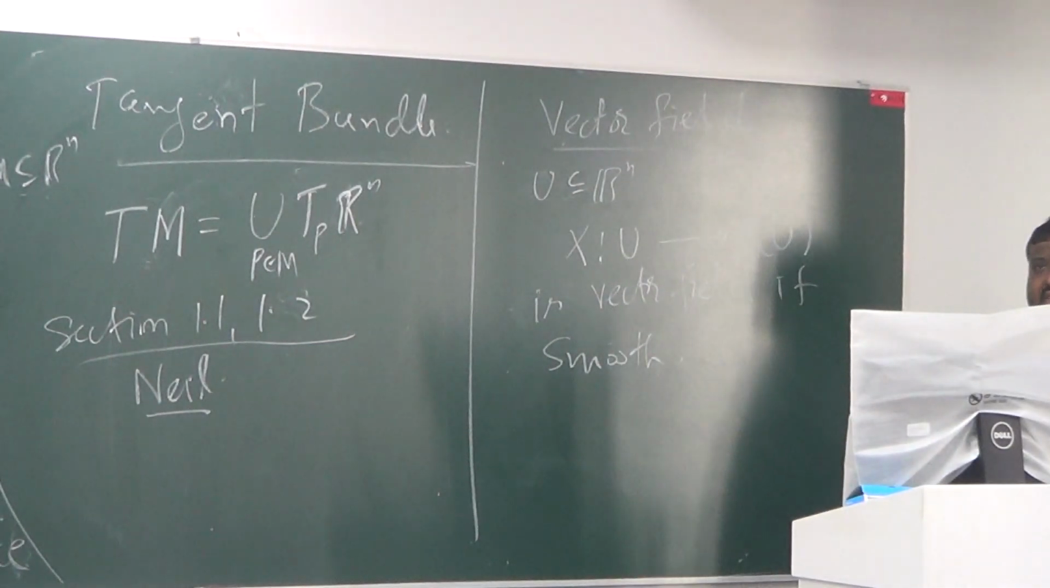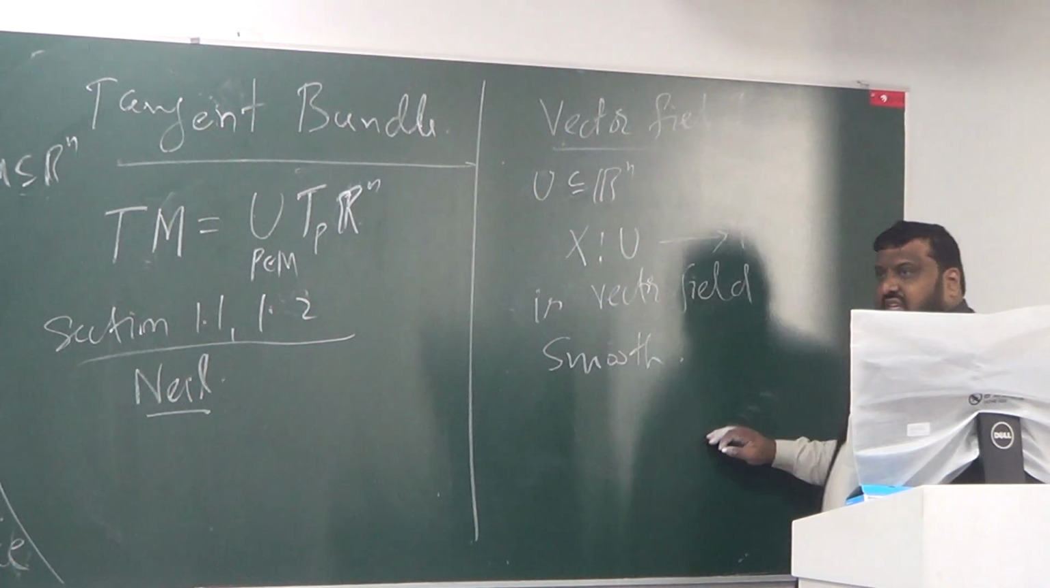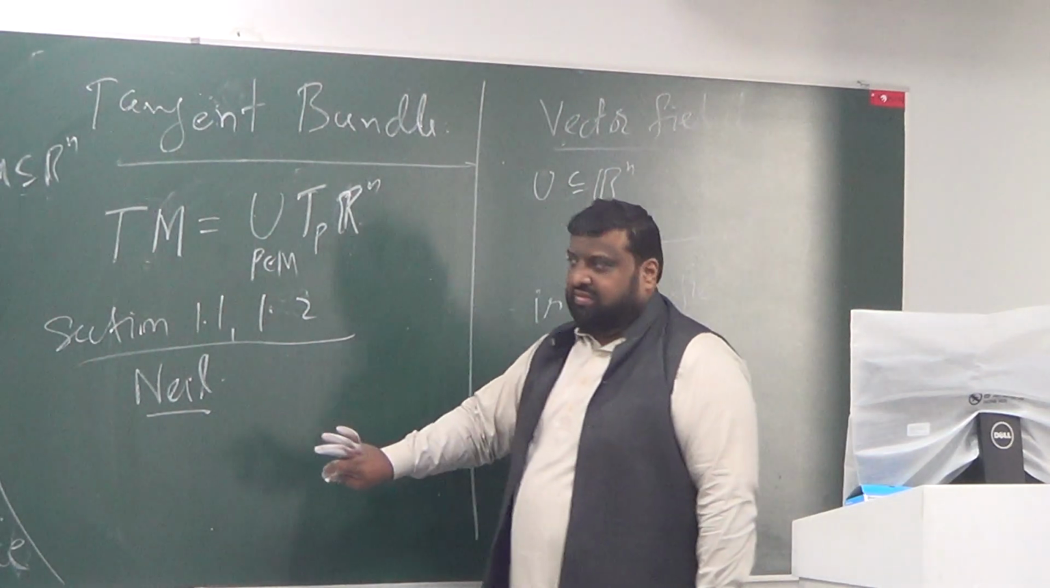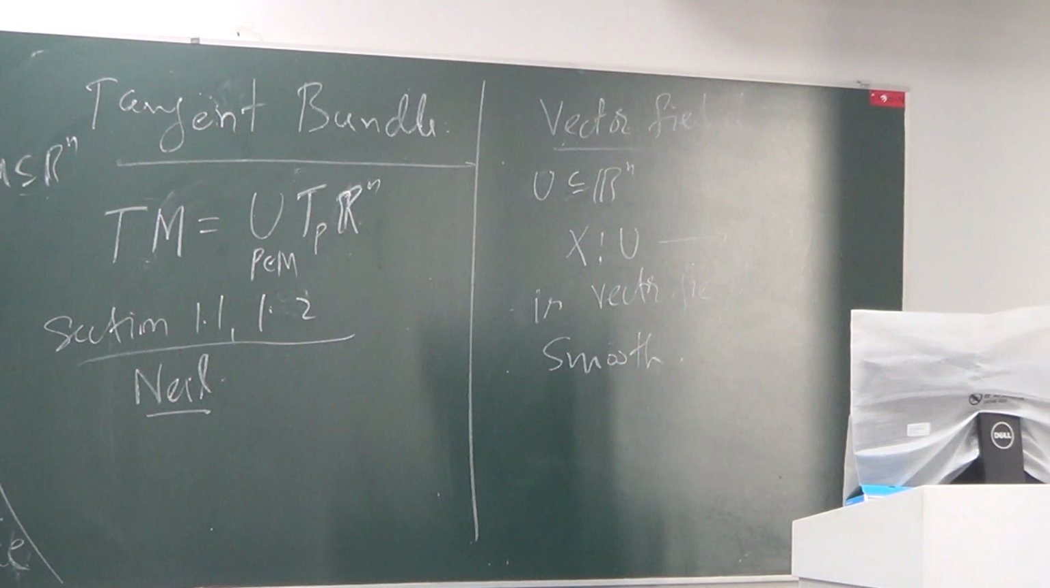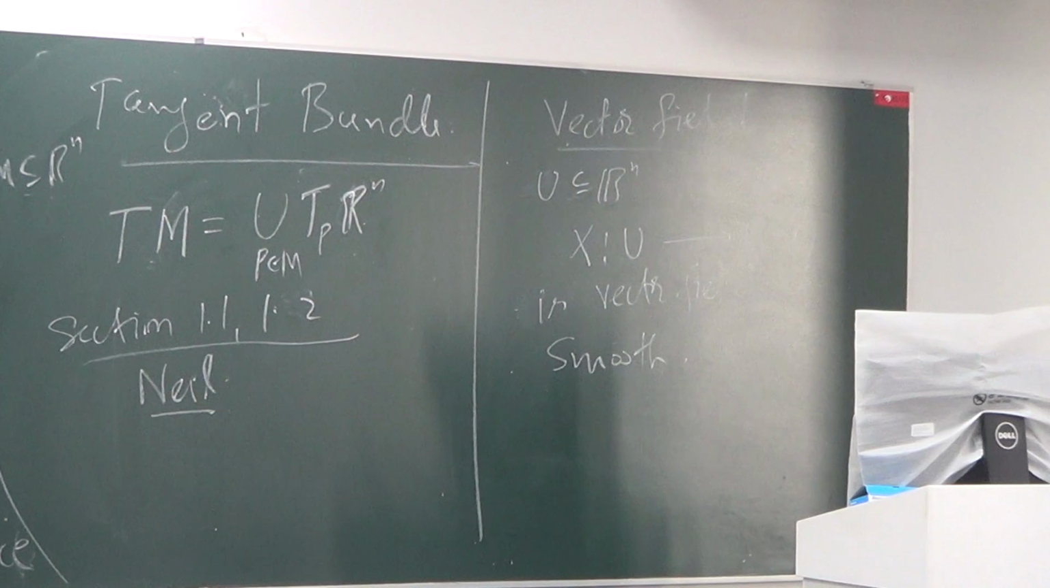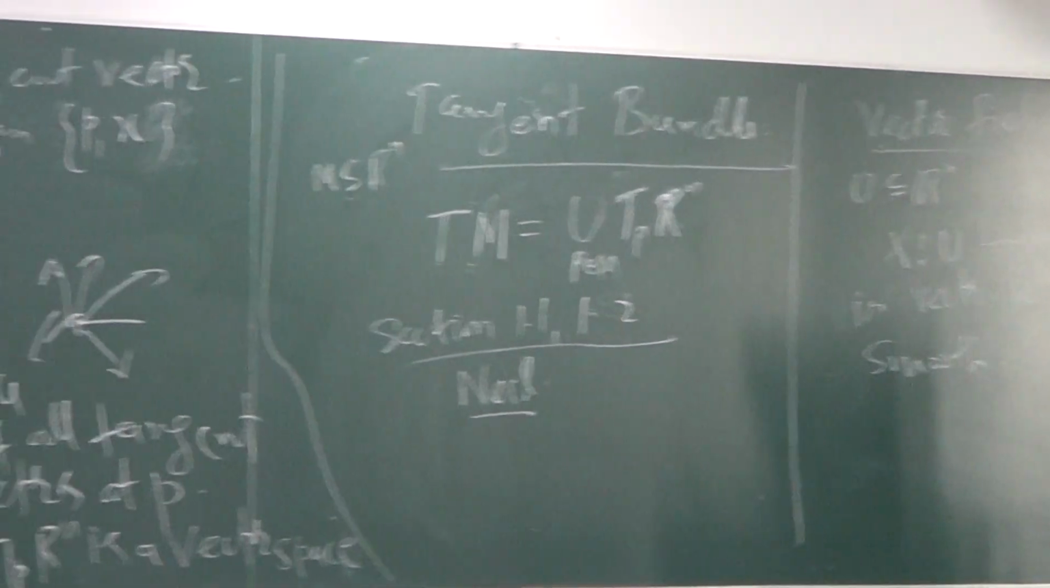Sir, can you write the pre-image and image definition? Yeah, I'll write. I'll do the algebra of it. At the moment I'm not doing algebra, I'm just defining the definition, and then I'll do the algebra of it. Now I'll do the basic properties of it. Is it making sense?